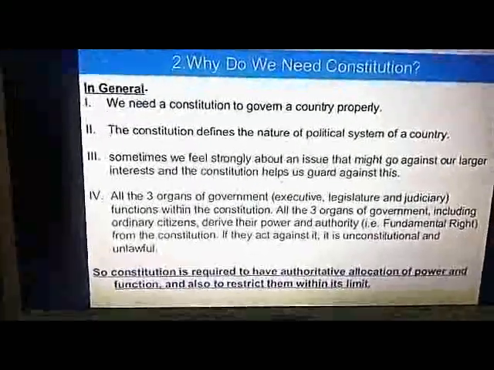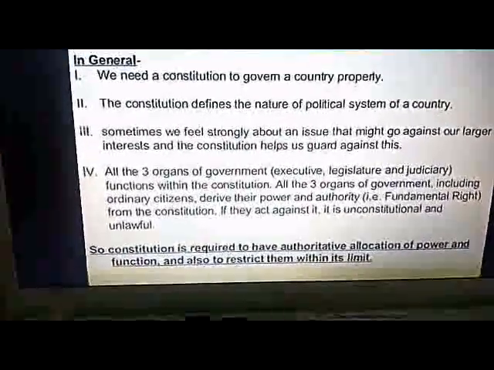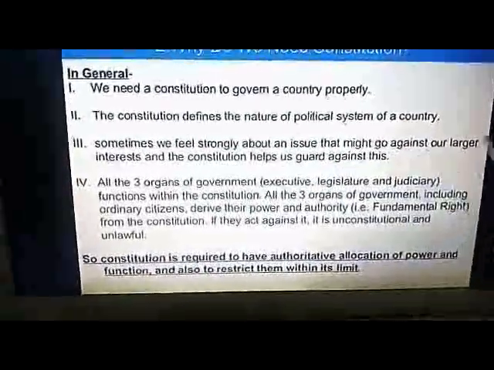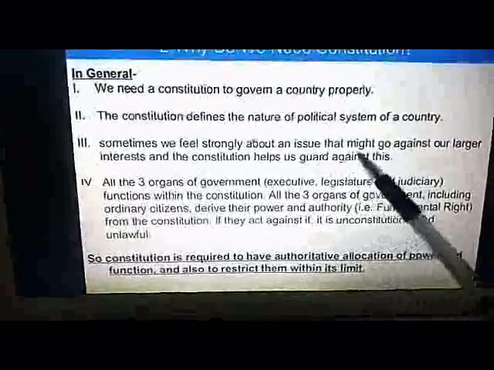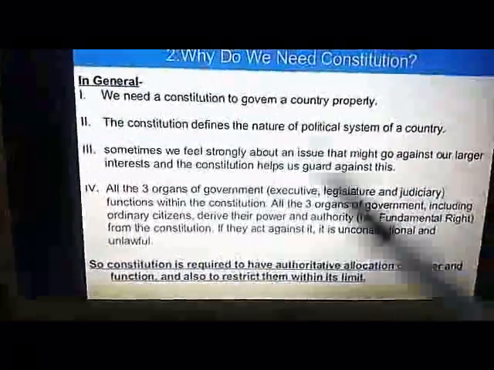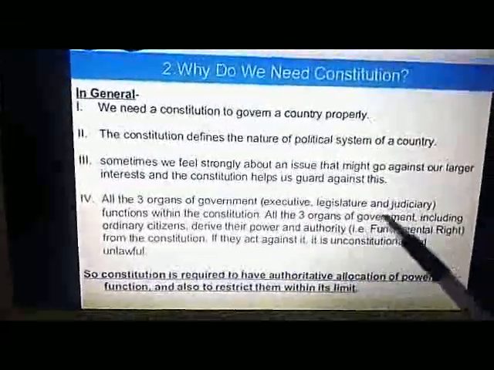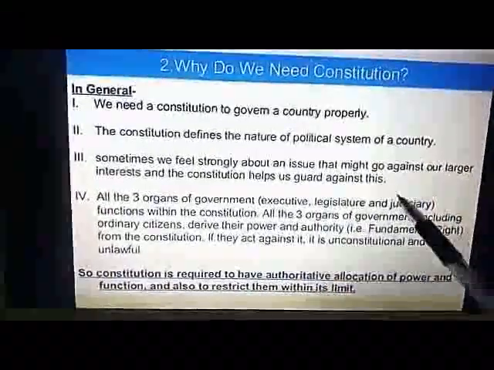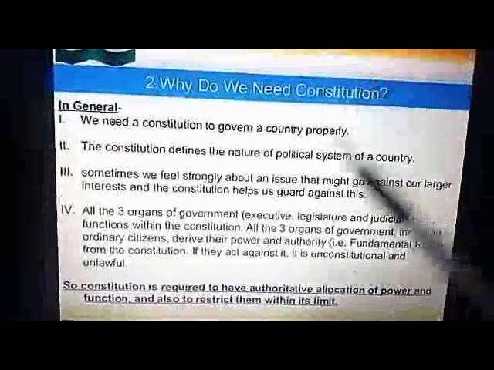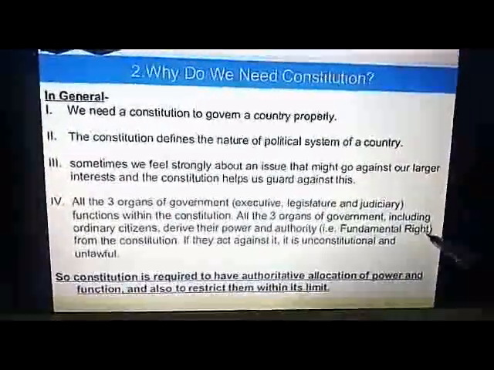Then the second is, the constitution defines the nature of political system of a country. Third, sometimes we feel strongly about an issue that might go against our larger interest, and the constitution helps us guard against this. So sometimes our opinion on a particular issue may be different from the laws or the rules which are written in the constitution, but later on we come to know that it is in the interest of us only, or the individuals only, on a larger aspect.